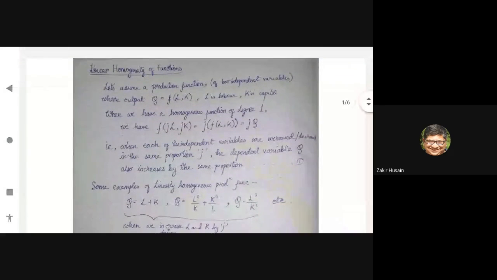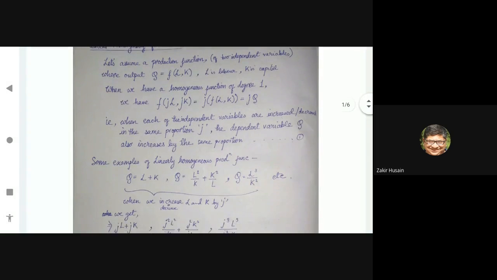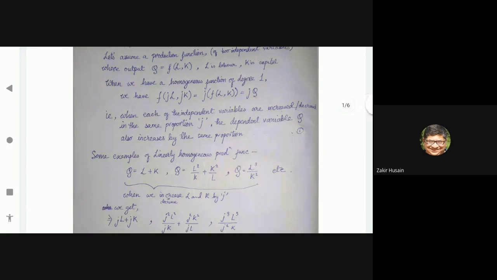Okay, so let us assume a production function where there are two independent variables, L is labor and K is the capital. Now when we say it is a linearly homogeneous function, we know that if we increase each of the independent variables by a certain arbitrary constant, suppose j, then the dependent variable also increases by that proportion.